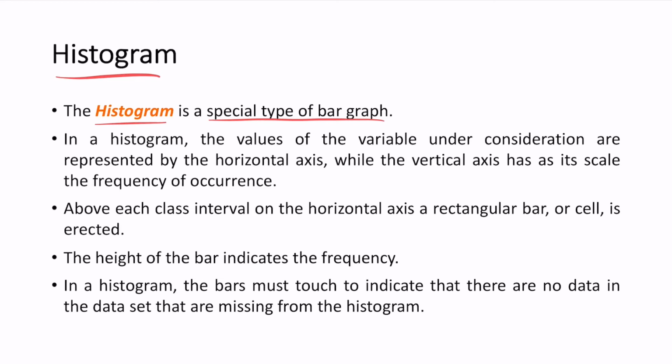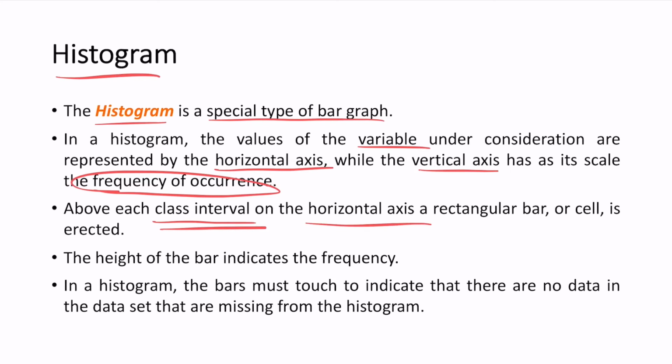In a histogram, the value of the variable under consideration is generally represented by the horizontal axis, while the vertical axis always represents the frequency of occurrence. We represent each class interval on the horizontal axis as a rectangular bar. That's where the name histogram comes from, and that's where the name bar graph also comes from. The height of the bar represents the frequency.